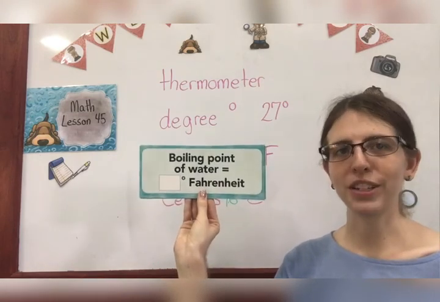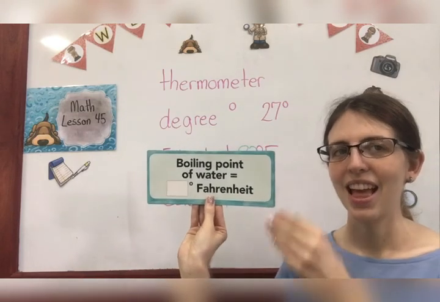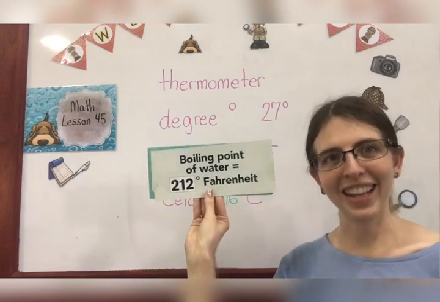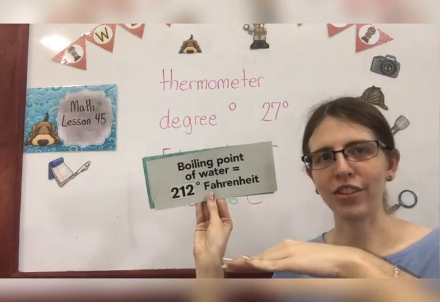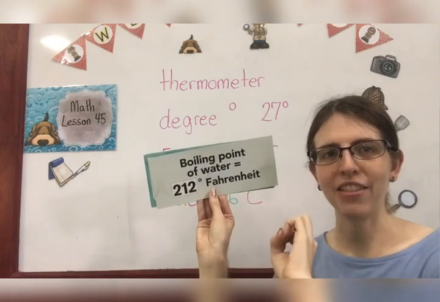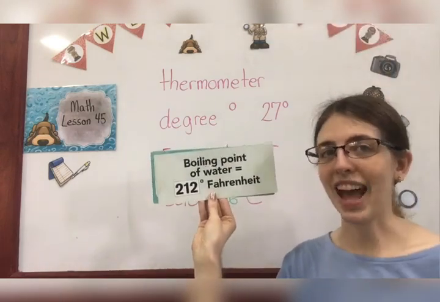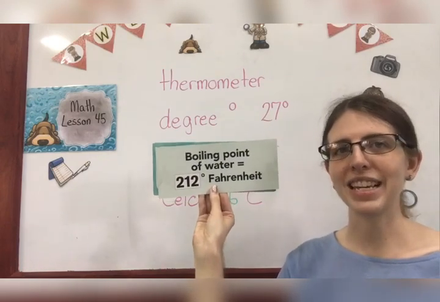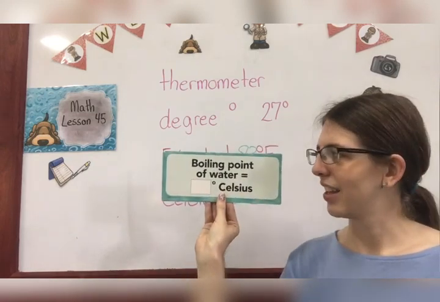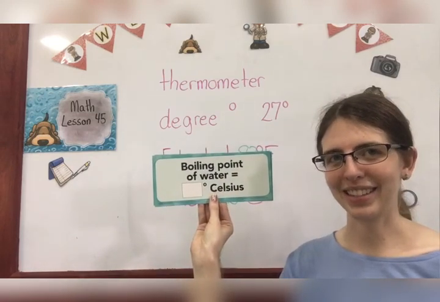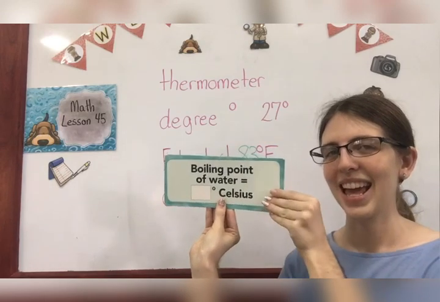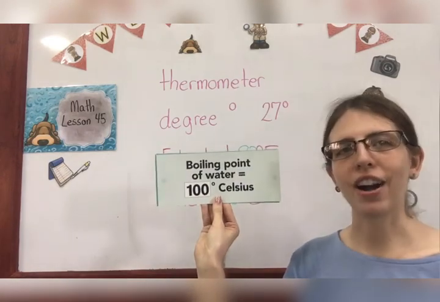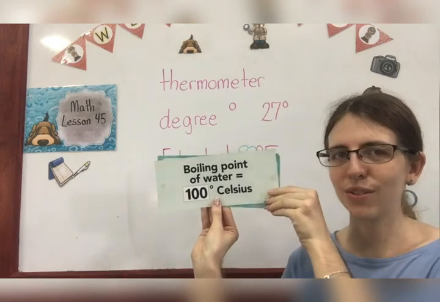How about the boiling point of water in Fahrenheit? This is a funny number. It's 212. Woof, that's really high up there, right? This is when you put your water on the stove and it starts to bubble, and then it turns into smoke and steam. That's the boiling point of water. So in Fahrenheit, we say it's 212 degrees Fahrenheit. In Celsius, what do you think it is? In Celsius, it is 100 degrees. So the boiling point of water in Celsius is 100 degrees Celsius.